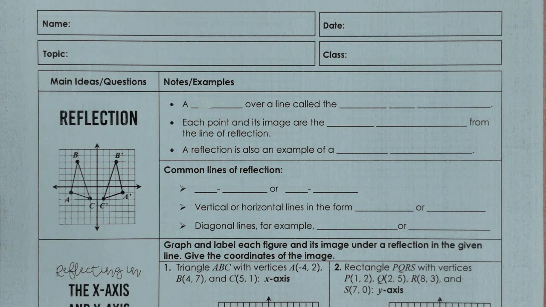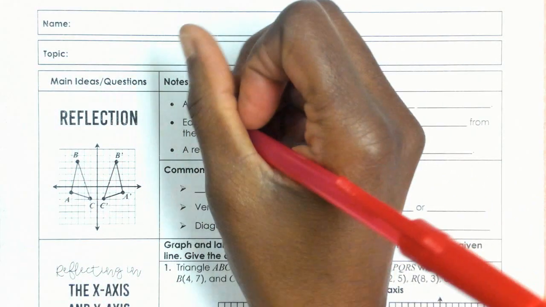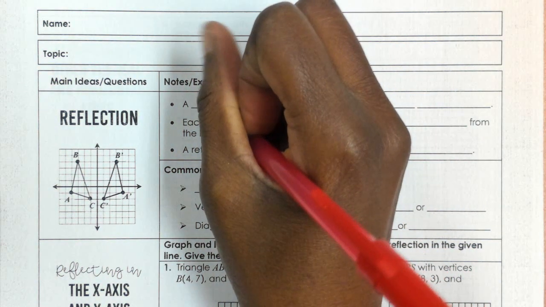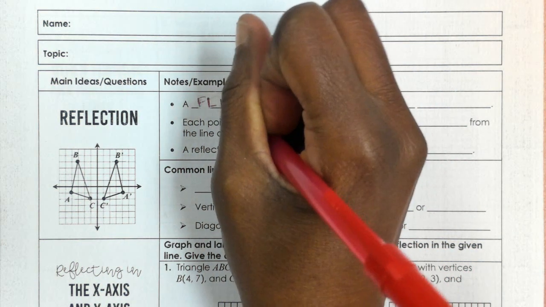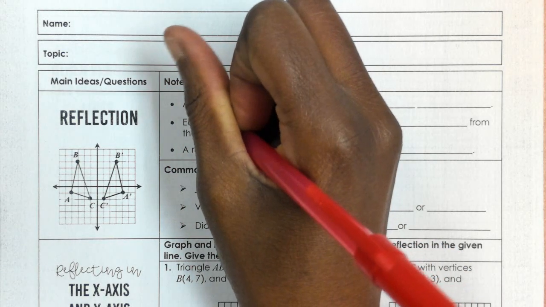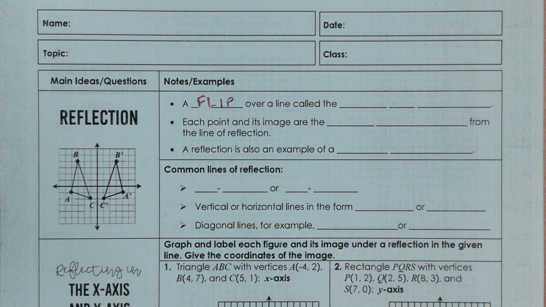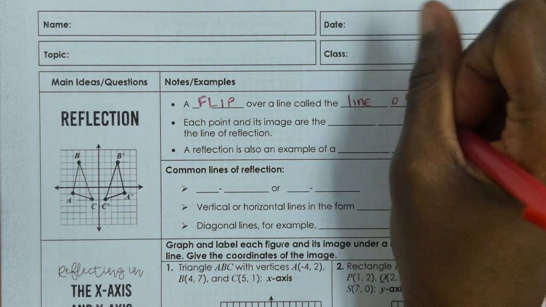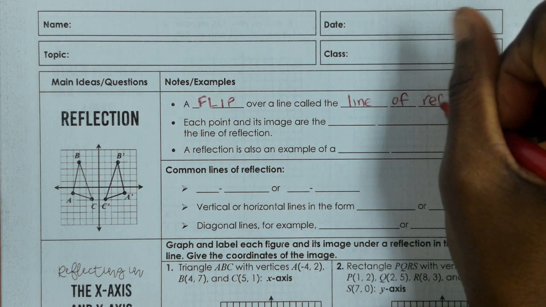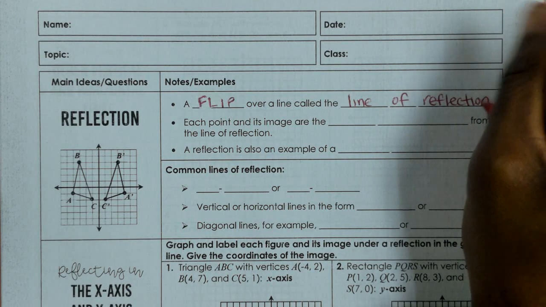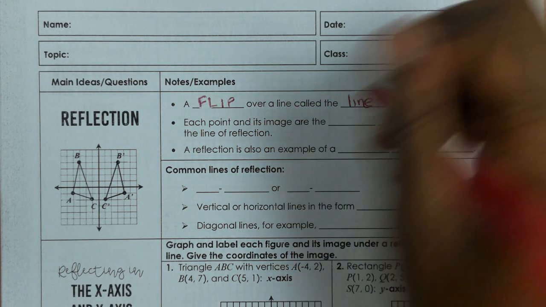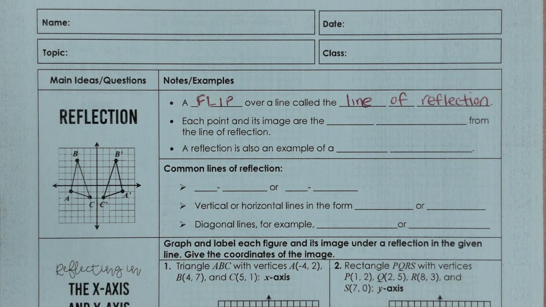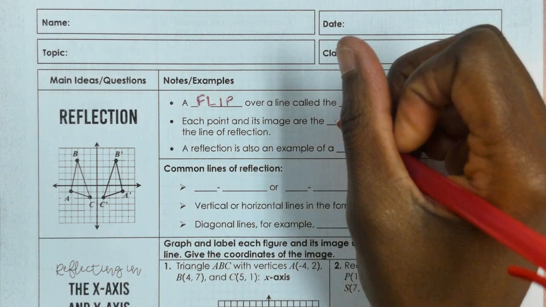Okay, this second half of your packet is on reflections. So reflection is a flip over a line called the line of reflection. Each point and its image are the same distance from the line of reflection.